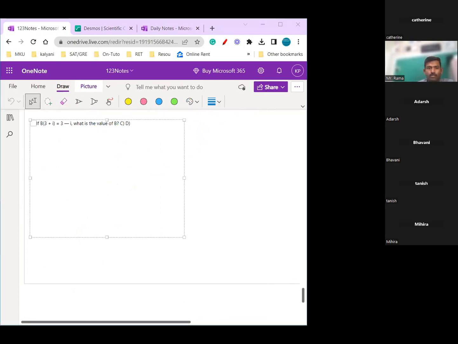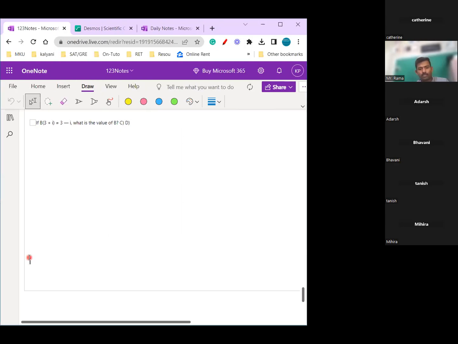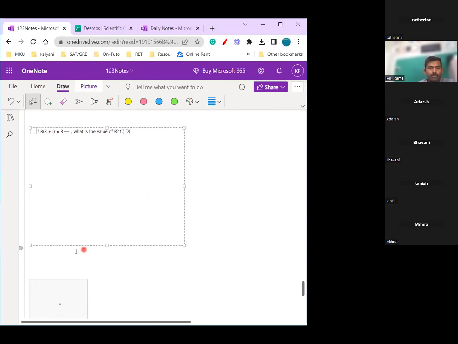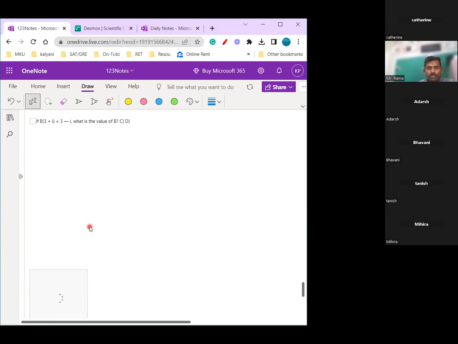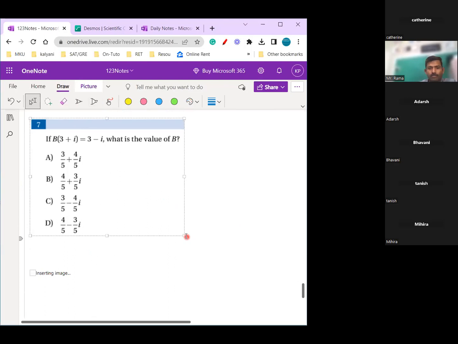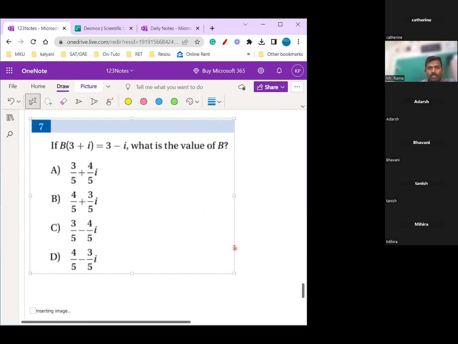If b plus i is equal to 3 minus i, what is the value of b? Okay, thank you. Give me one second. I can solve this in a different way. I cannot even see. Did it show up on you guys? Oh, strange. Okay, there we go. Let's try this one.